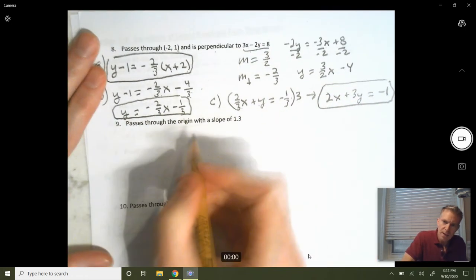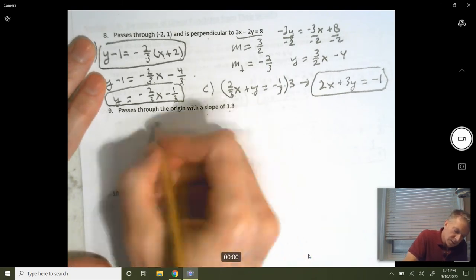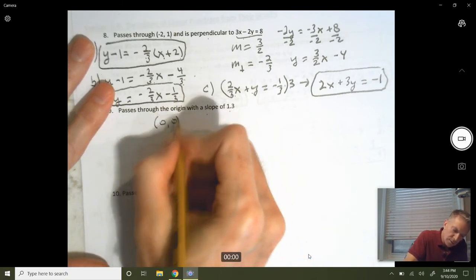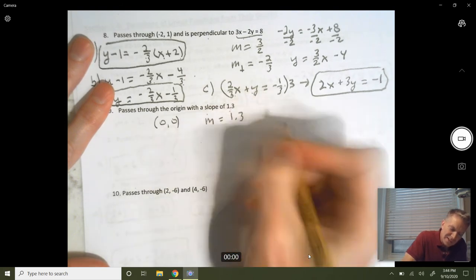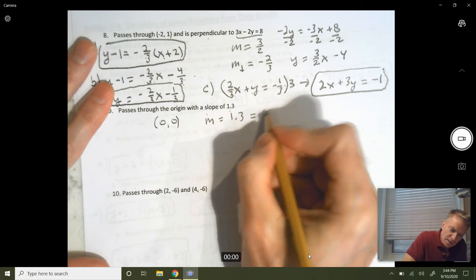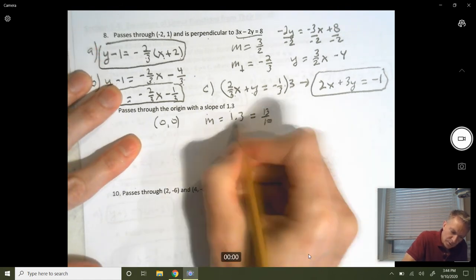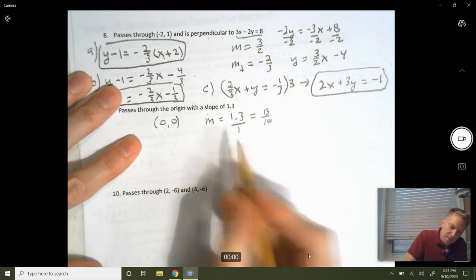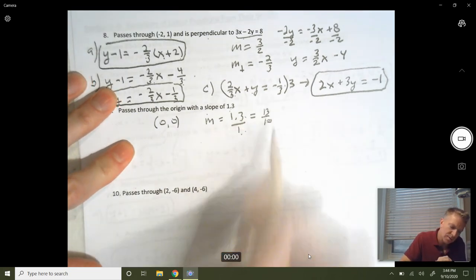Okay. Passes through the origin and a slope of 1/3. Passes through the origin, that's the point 0, 0. Slope is 1.3, or if I want to make that a fraction, I can call that 13 over 10. Basically, I did 1/3 over 1. Multiply by a clever form of 1. Multiply by 10 over 10, and I get 13 over 10.